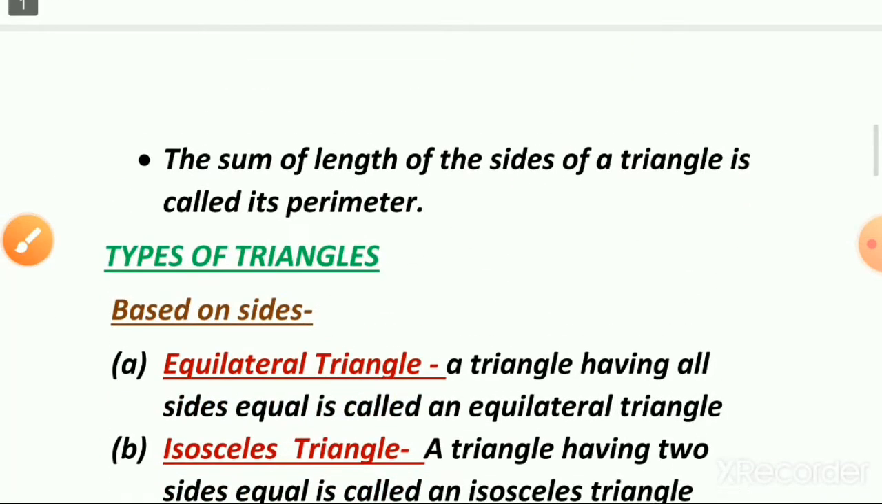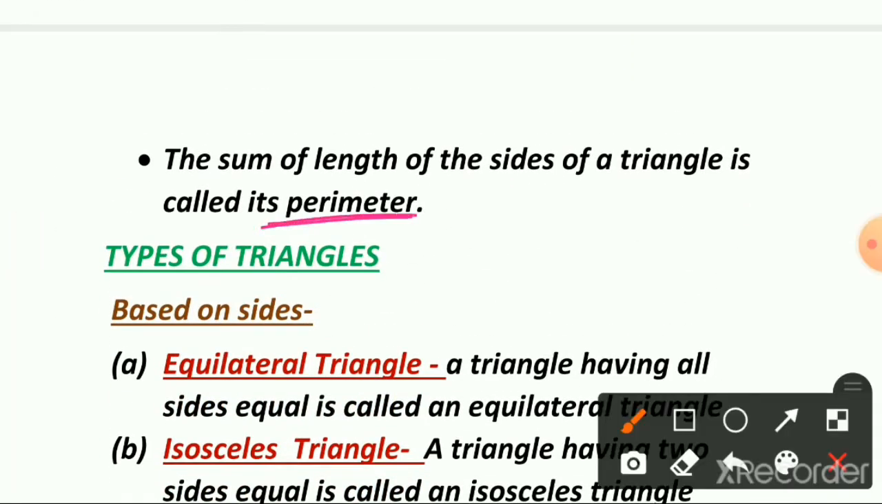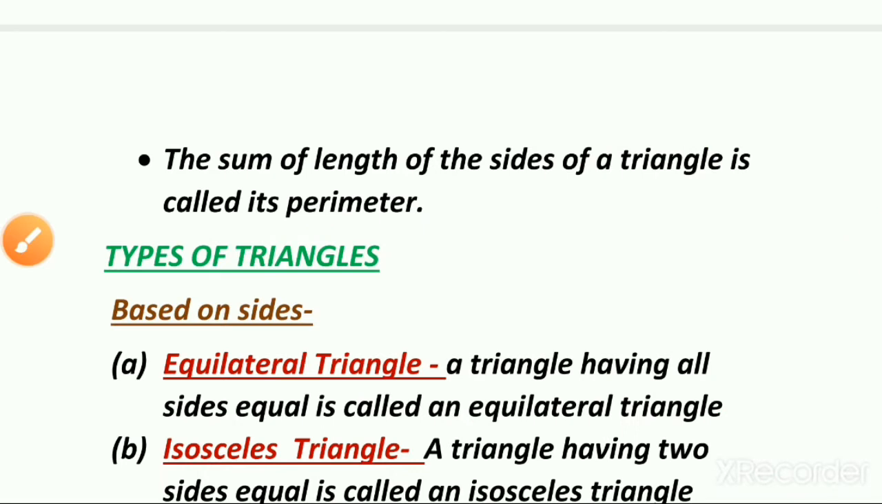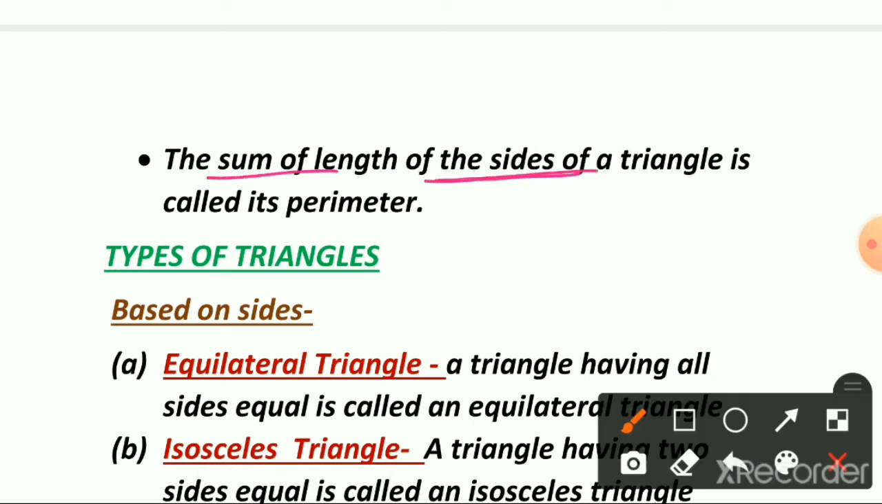Now one topic is their perimeter. Perimeter, we all know, children, is the sum of all sides. When we want to find the perimeter, the boundary of a triangle, it means the sum of all sides of this triangle. So we have to add the dimensions which are given to us. So the sum of all the 3 sides of a triangle is called its perimeter.